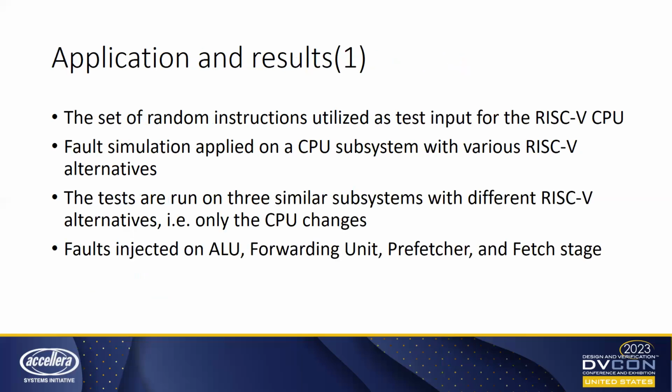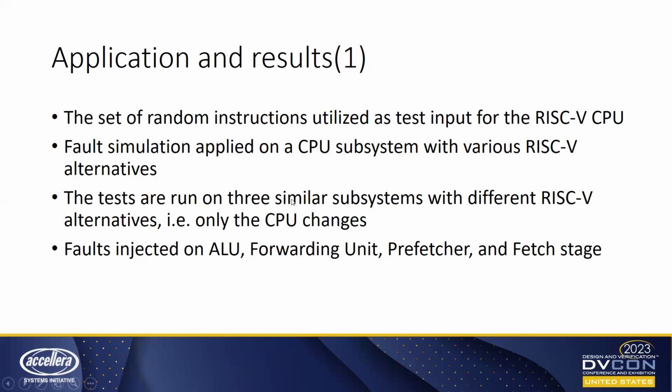And then by utilizing this random instruction generation and the model-based fault injection framework, as I explained in the previous slide, we're doing fault simulation campaigns on a CPU subsystem. So the random instructions which are generated are utilized as a test input for the RISC-V CPU. And the CPU subsystem is composed of program and data memory instances, the CPU itself, and different peripherals such as SPI, UART, interrupt controller, and bus bridges.